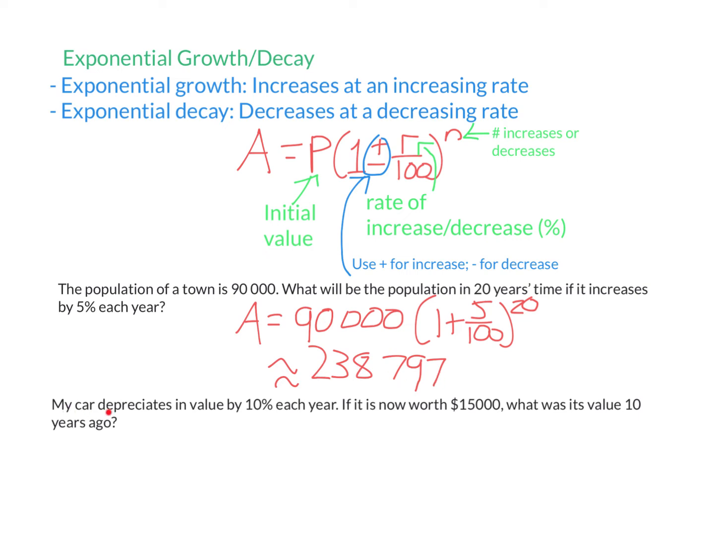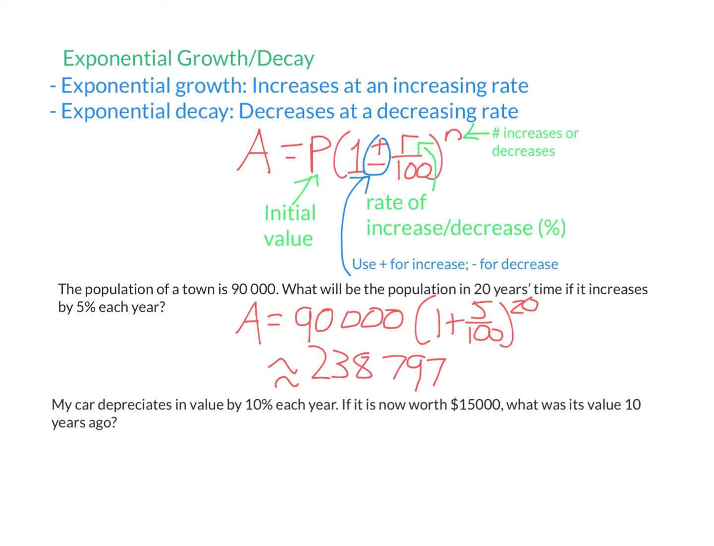Let's try this question. My car depreciates in value by 10% each year. So depreciates just means it loses value. It's losing 10% of its value each year. So it's now worth $15,000. What's its value 10 years ago? Well, we're going to use the same formula here, but this time we're not figuring out how much it will be worth in the future. We're figuring out how much it was worth in the past.